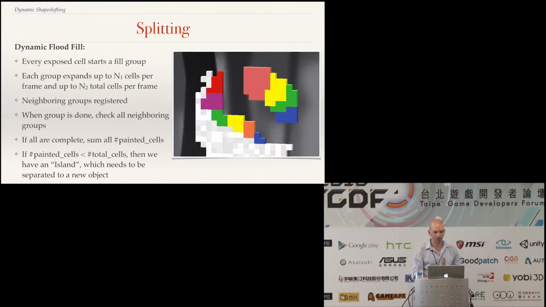I talked about it before, I just want to show you again. Dynamic flood fill basically says that every exposed cell and every new perimeter cell starts a fill group, which I visualized here with a color. Each one of those groups expands up to N1 cells per frame, and not more than N2 total between all the groups. So I know that it's going to grow slowly. If it's a big mushroom, then it will just fill itself up very slowly.